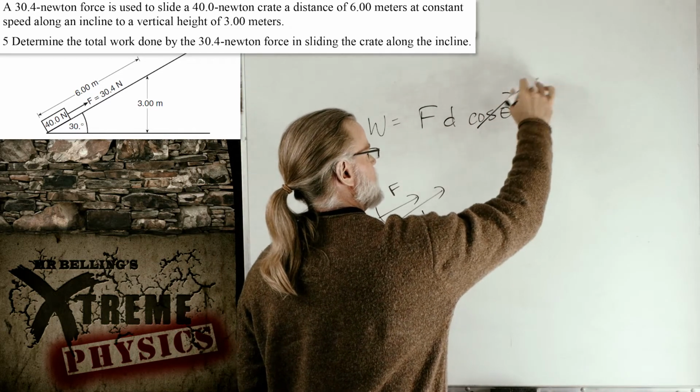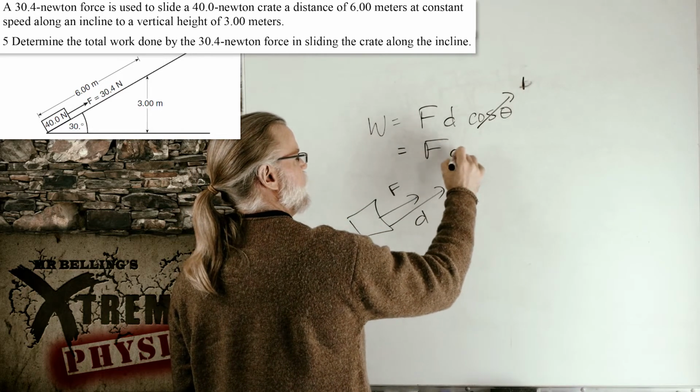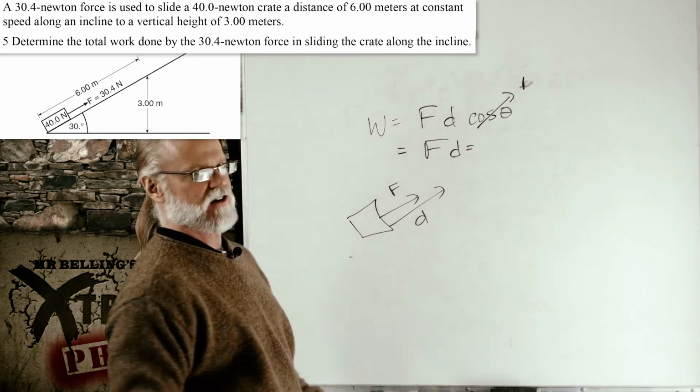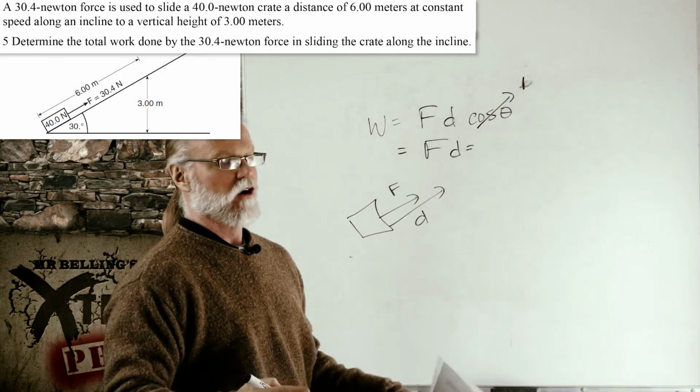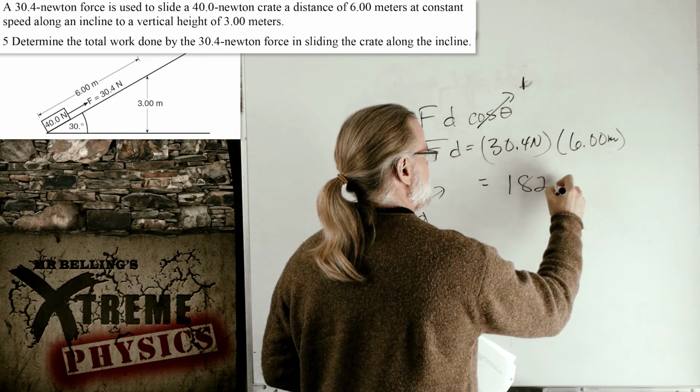So cosine of 0 is 1. All right, so this is just force times displacement, because they're in the same direction. That's the idea. The force and the displacement have to be in the same direction. 182 joules.